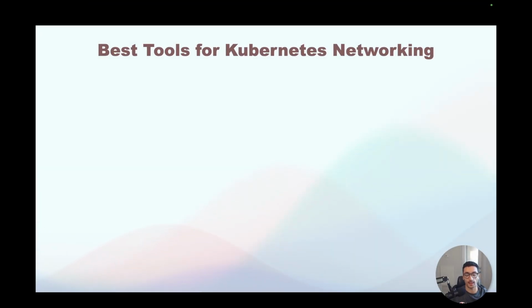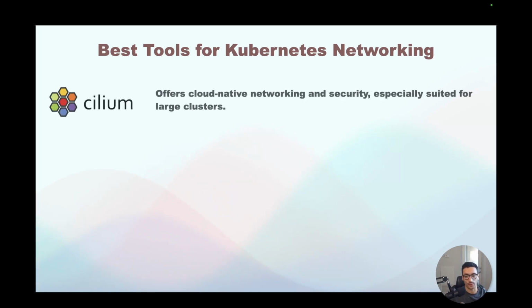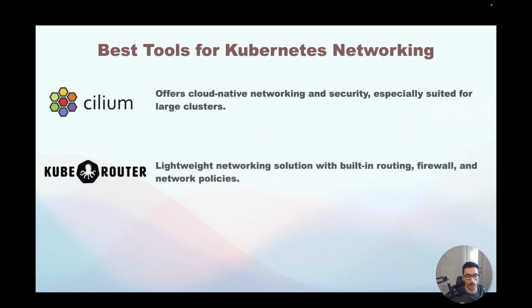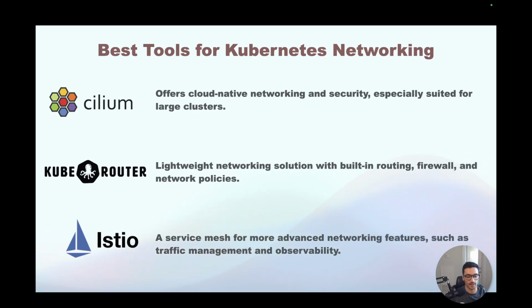So there are a few different tools for Kubernetes networking. One of the best tools is Cilium. That offers cloud native networking and security, especially suited for large clusters. We have Kube-router, which is a lightweight networking solution with built-in routing, firewall, and network policies. And Istio, which is a service mesh for more advanced networking features such as traffic management and observability.